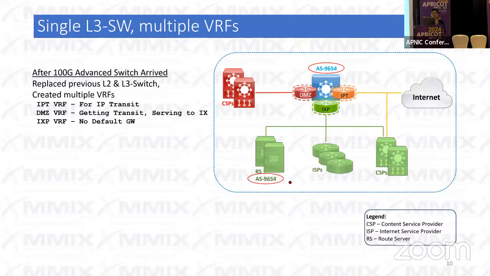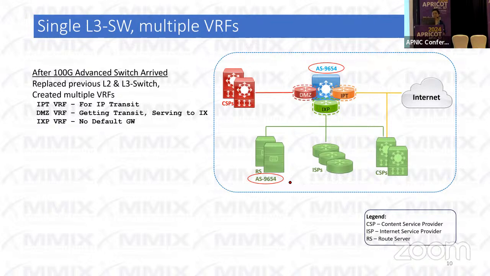routing instances. There is IPD, we call it IPD, that is for IP transit. Another routing instance is DMZ, that is for DMZ. And another is IXP, which is interfacing to the IXP members. The IPD VRF's main task is to fill IP transit to the CDN boxes. You may notice there are two types of CDN boxes, the red color and the green color.